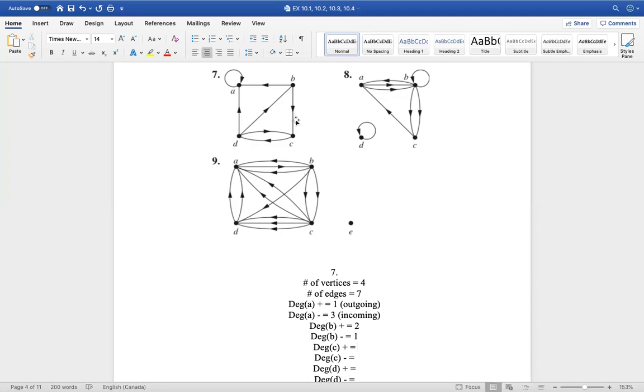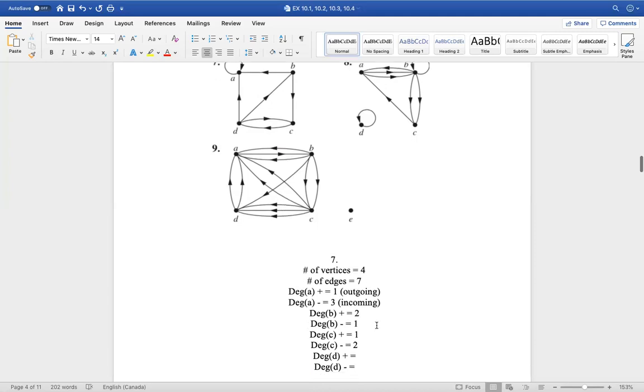Degree of C positive, that is outgoing. So we have one edge that is outgoing from C. Degree of C that is incoming, we have 1, 2 coming to C, therefore it's 2. Degree of D outgoing, we have 1, 2, 3. And then degree of D that is incoming is only 1, right? So therefore negative 1. Okay.